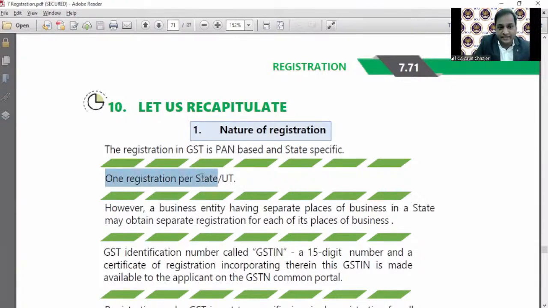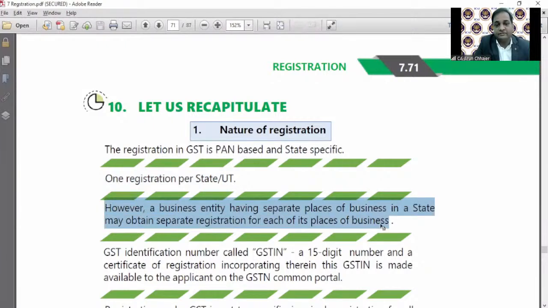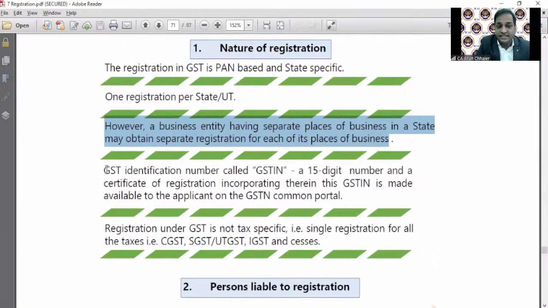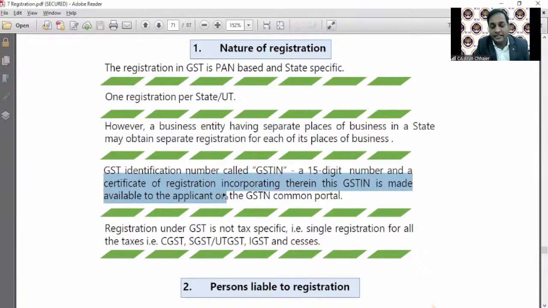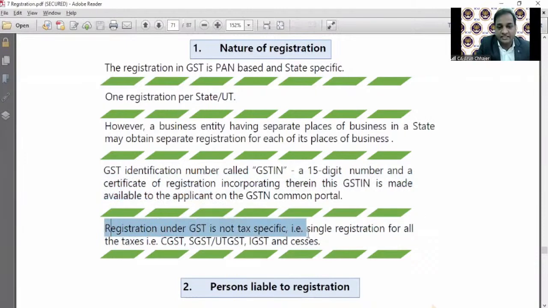One registration per state. However, a business entity having separate places of business in the state may obtain separate registration for each of its places of business. We will discuss this particular point in detail. GST identification number is called GSTIN. It's a 15-digit number, and the certificate of registration incorporating the GSTIN is made available on the GST common portal. The registration is not tax specific. It means a single registration for CGST, SGST or UTGST, or IGST and compensation cess.